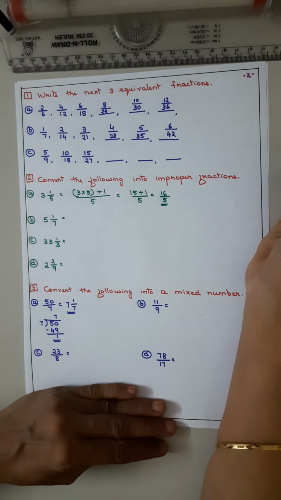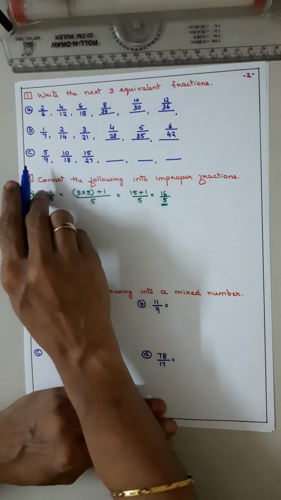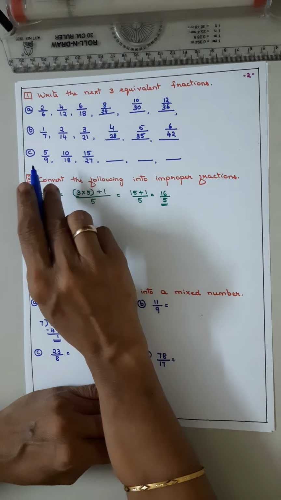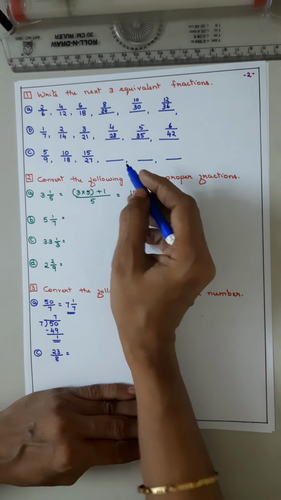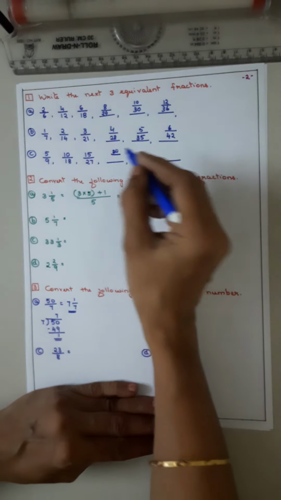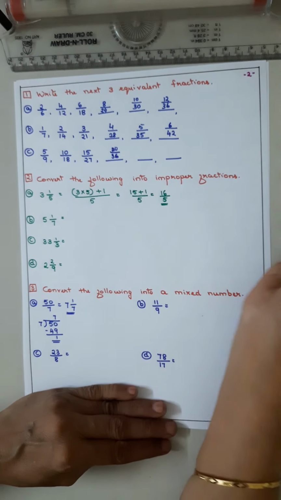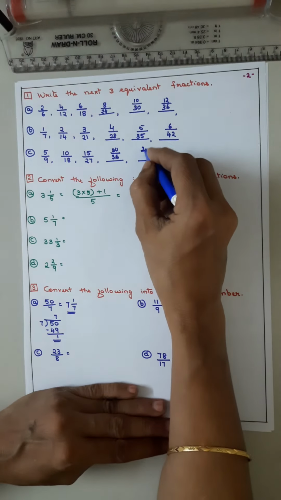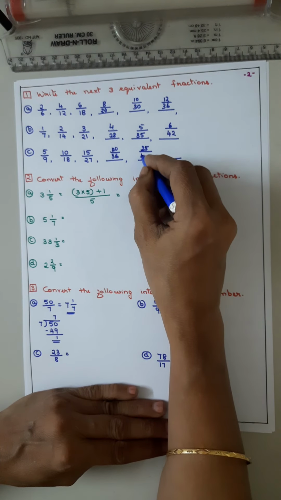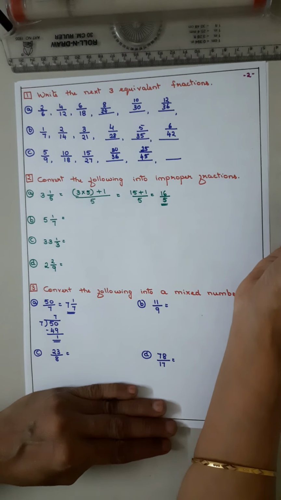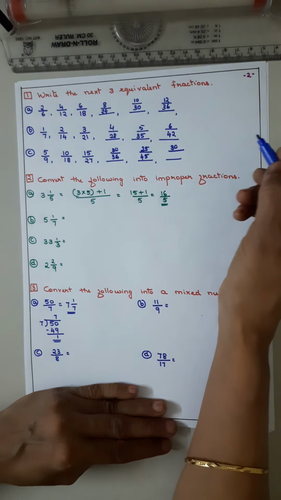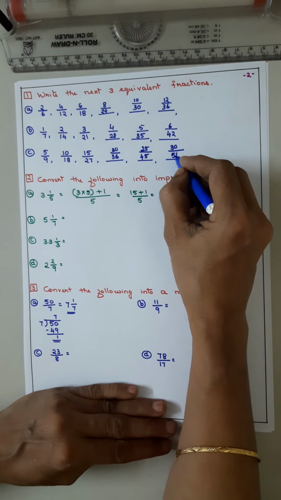Now 5 by 9. 5 2s are 10, 9 2s are 18, 5 3s are 15, 9 3s are 27, 5 4s are 20, 9 4s are 36, 5 5s are 25, 9 5s are 45, 5 6s are 30, 9 6s are 54.